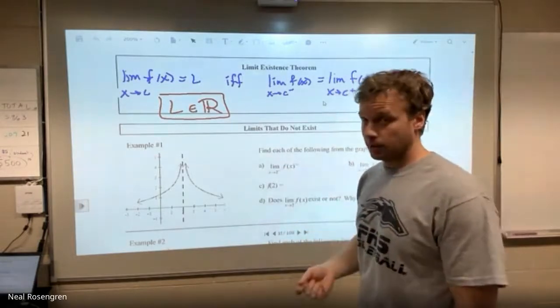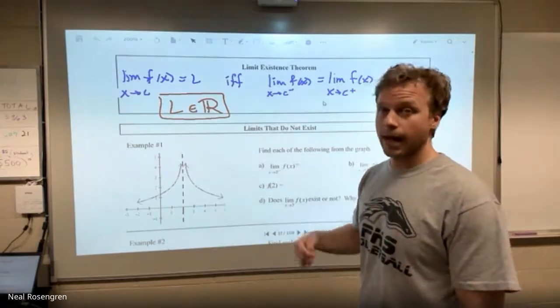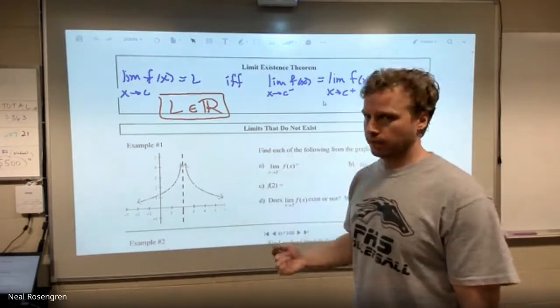The limit of f of x as x approaches 2 from the left.